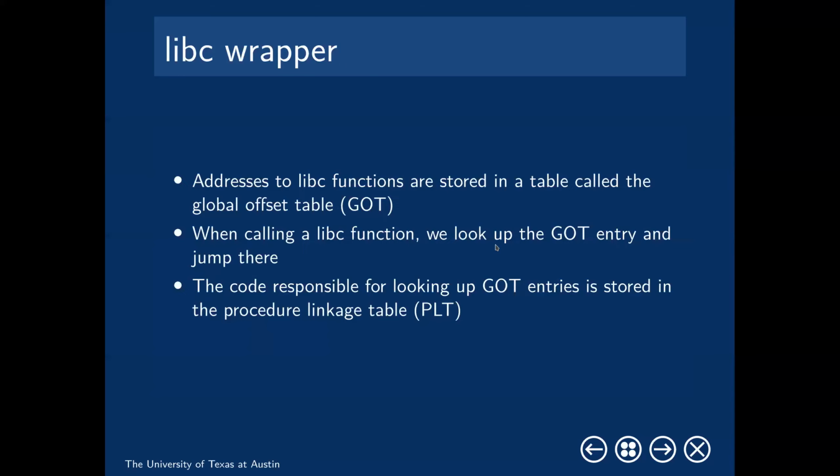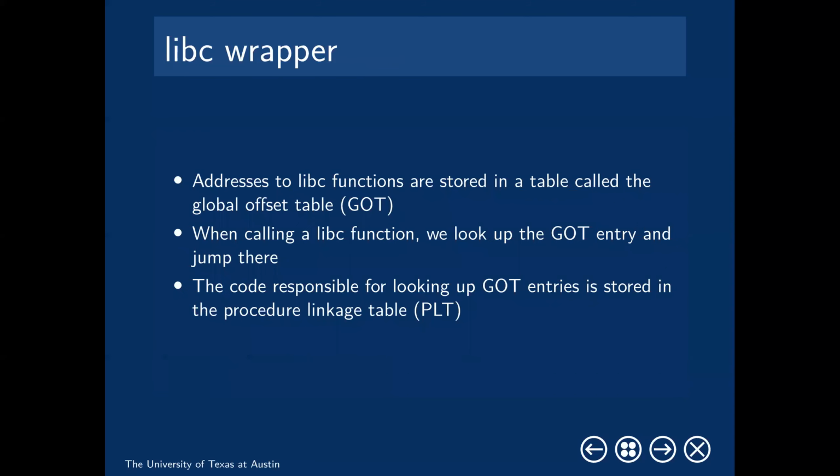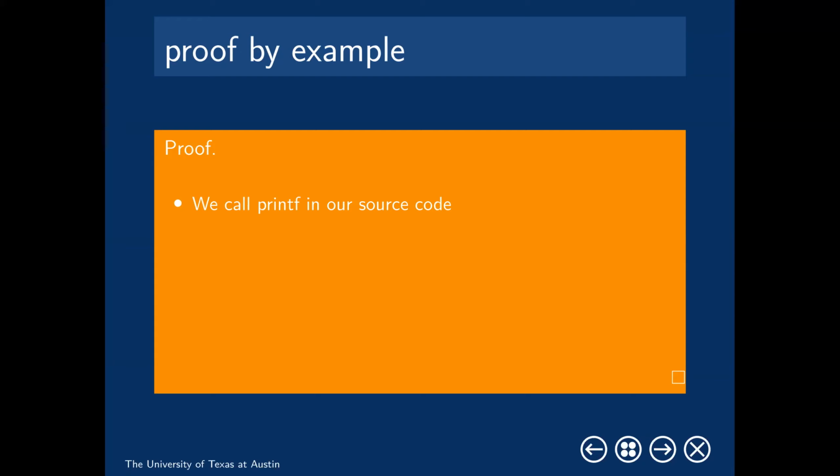The next few slides are probably the most important part of this talk. This is essentially how the PLT and GOT work, and why we can take control of that to just absolutely destroy a program. To make this wrapper more clear, we'll go through an example of what the process looks like when we call a libc function. Let's say we call printf in our source code.